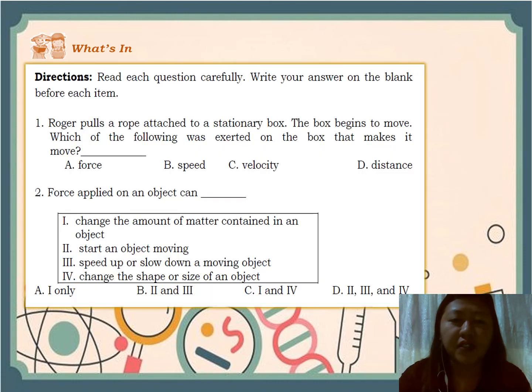Directions. Read each question carefully. Write your answer on the blank before each item. Number 1. Roger pulls a rope attached to a stationary box. The box begins to move. Which of the following was exerted on the box that makes it move? Is it A, force, B, speed, C, velocity, or D, distance?